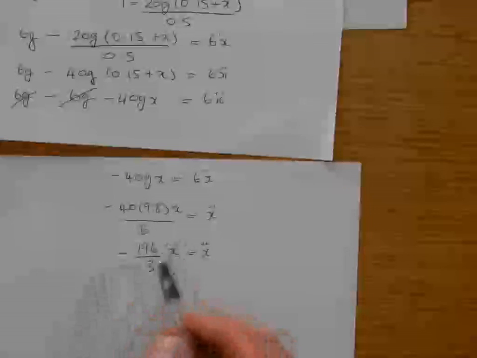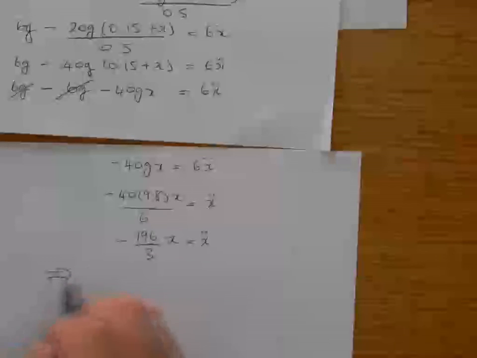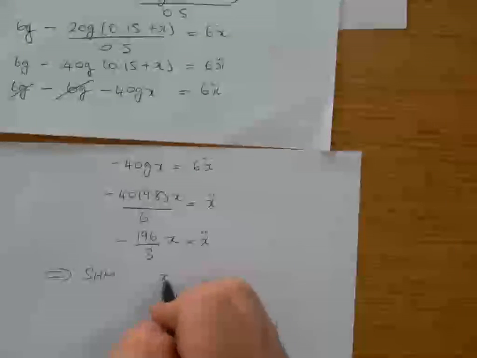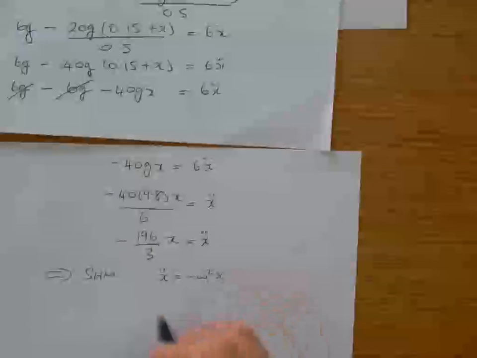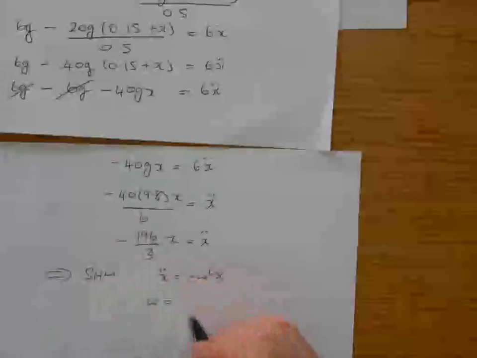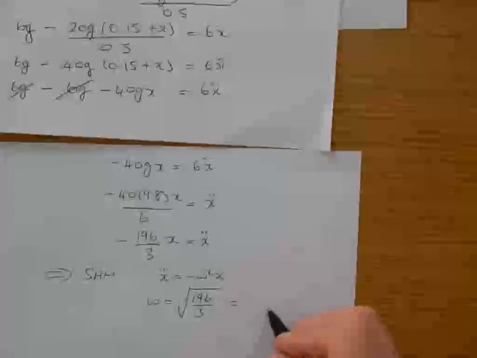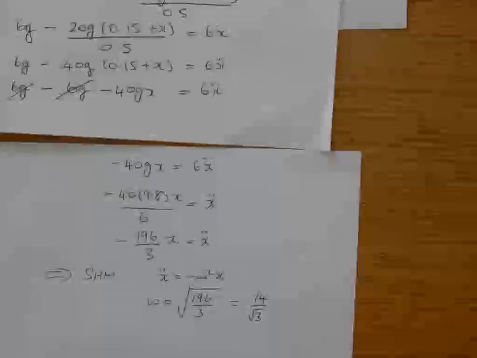But you've got SHM. If you notice, that is SHM. So basically, this implies SHM. The motion is SHM since it's of the form x double dot equals minus omega squared x. Omega will then be the root of this, so the root of 196 over 3, which comes out to be 14 over root 3, or rationalize it on your calculator, whichever way. So that's your omega in that case. But we've definitely got SHM, as you can see.